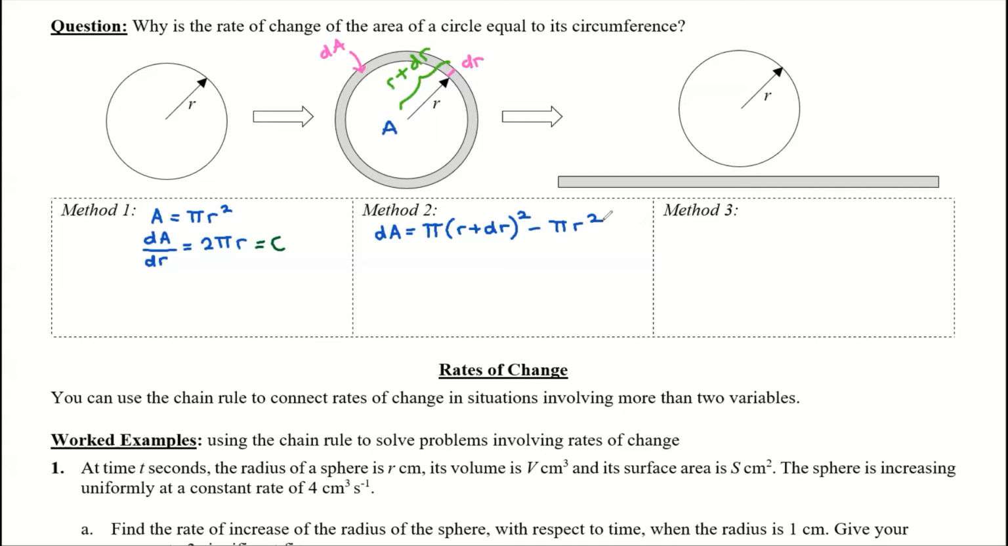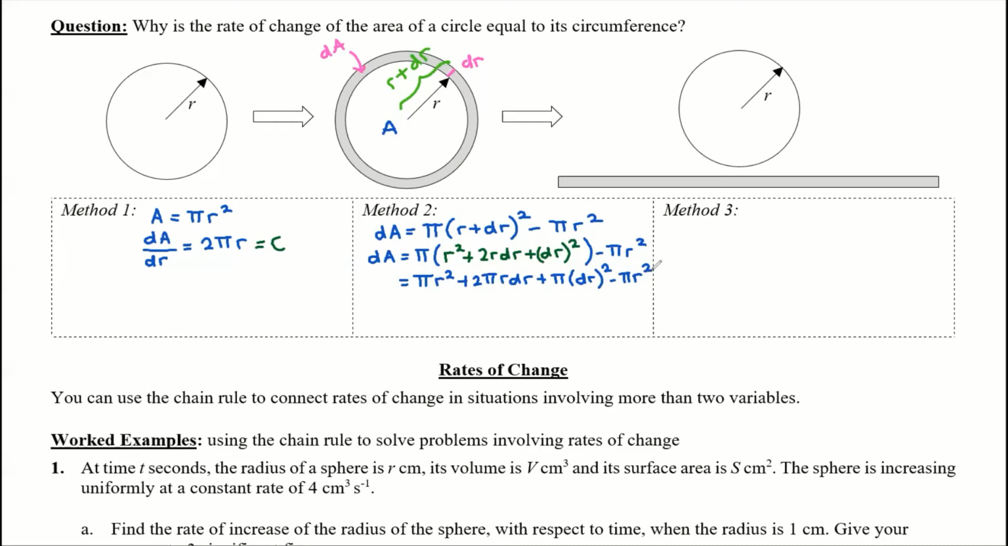Now, if we do that as an exercise, just multiply it all out. It's going to be pi, and then if we expand this, we're going to have r squared plus 2r dr plus dr all squared, close the bracket, and then subtract pi r squared. All right, now if we do that, we're going to get pi r squared plus 2 pi r dr plus pi dr squared, subtract pi r squared.